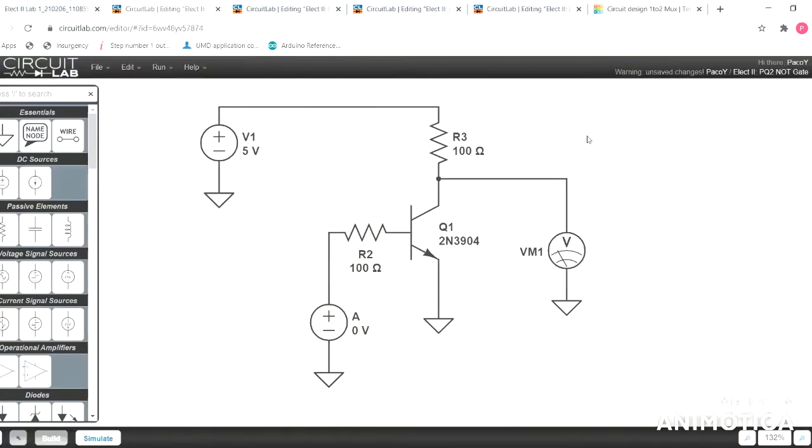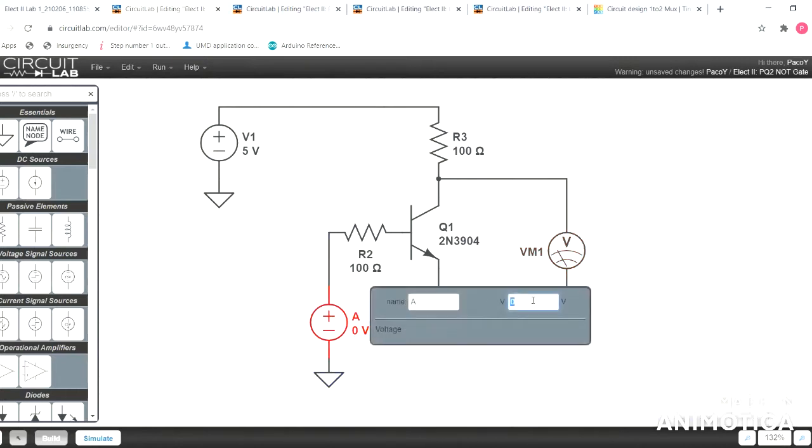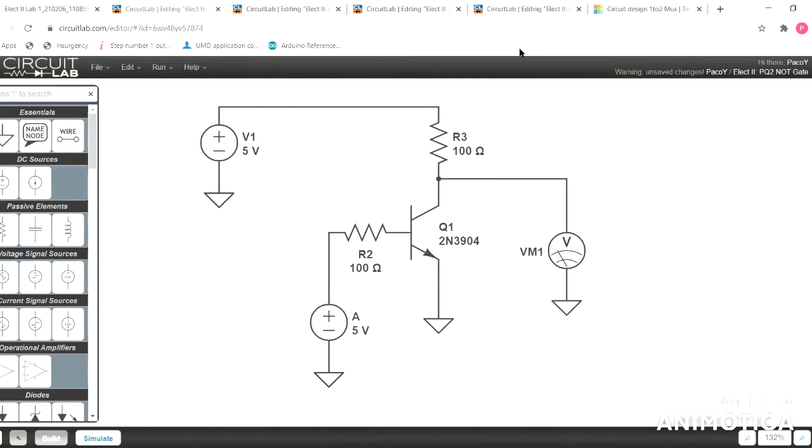This is problem number 2. This is a NOT gate. So with the input of low, you get a high. And then input of high, you get a low.